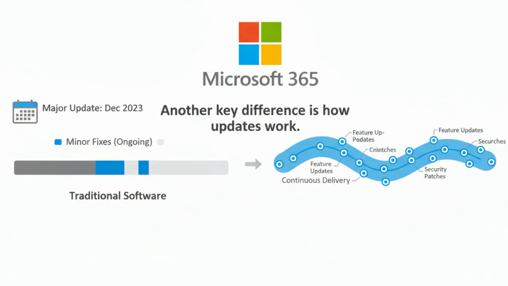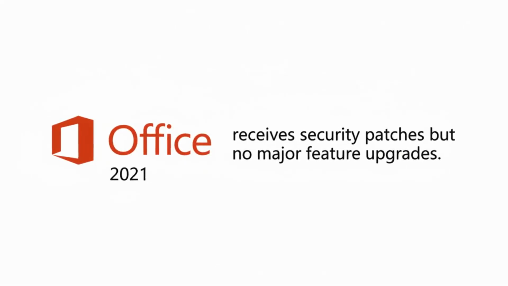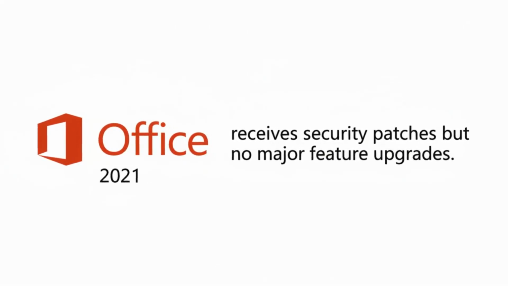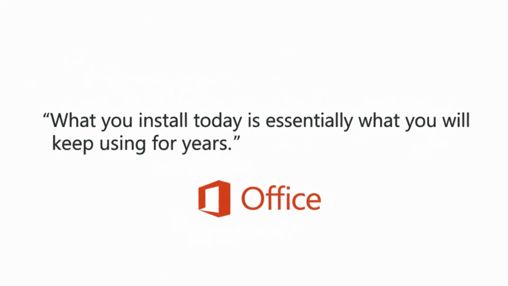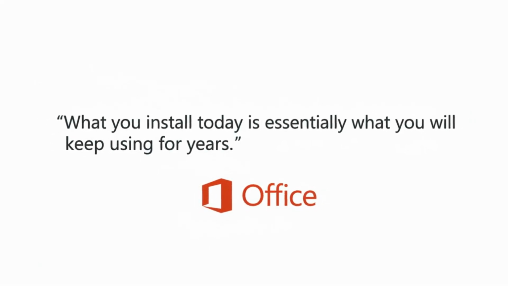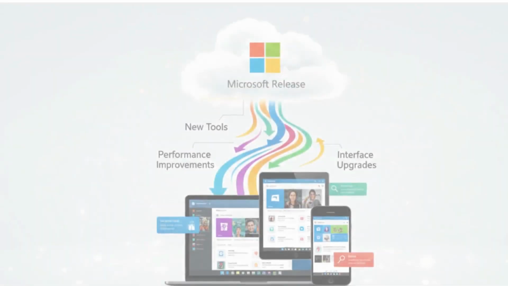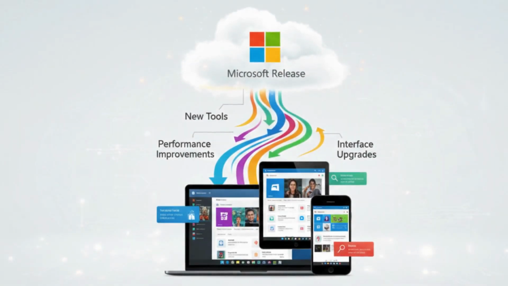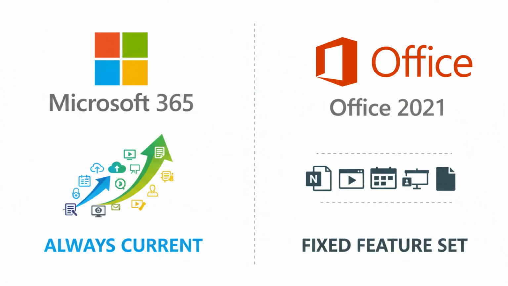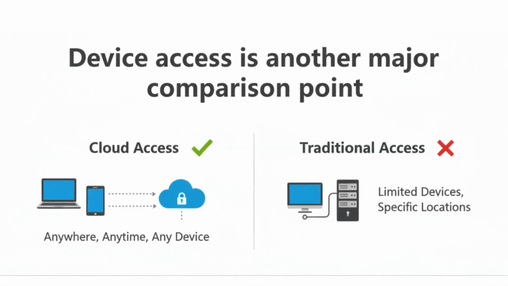Another key difference is how updates work. Office 2021 receives security patches but no major feature upgrades. What you install today is essentially what you will keep using for years. Microsoft 365 continuously evolves. Subscribers automatically receive new tools, performance improvements, and interface upgrades as soon as Microsoft releases them. This means Microsoft 365 users always stay current with modern productivity features, while Office 2021 users work with a fixed feature set.